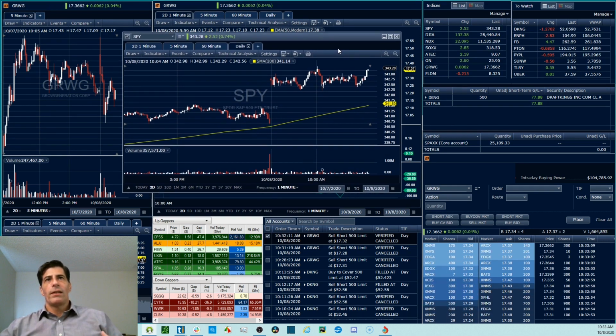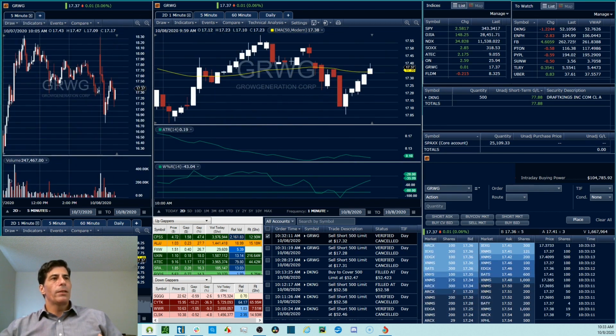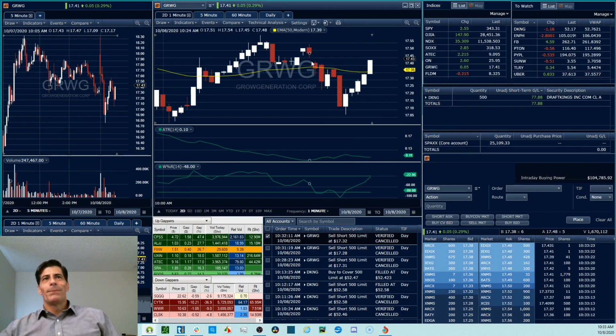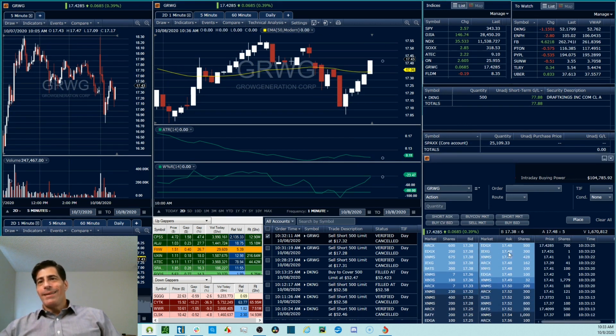So we see this in SPY right here. We've got this up move. So that's what's causing this. So we might be able to get a really good price short. I think there's something here. Let's watch it for a little bit and see if we can sneak in. So this is way up. I think that's a great price.